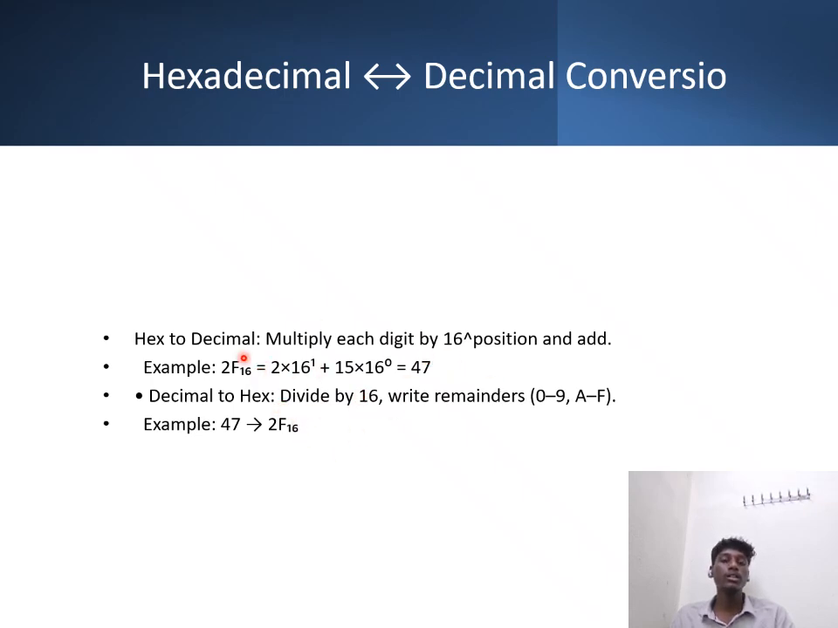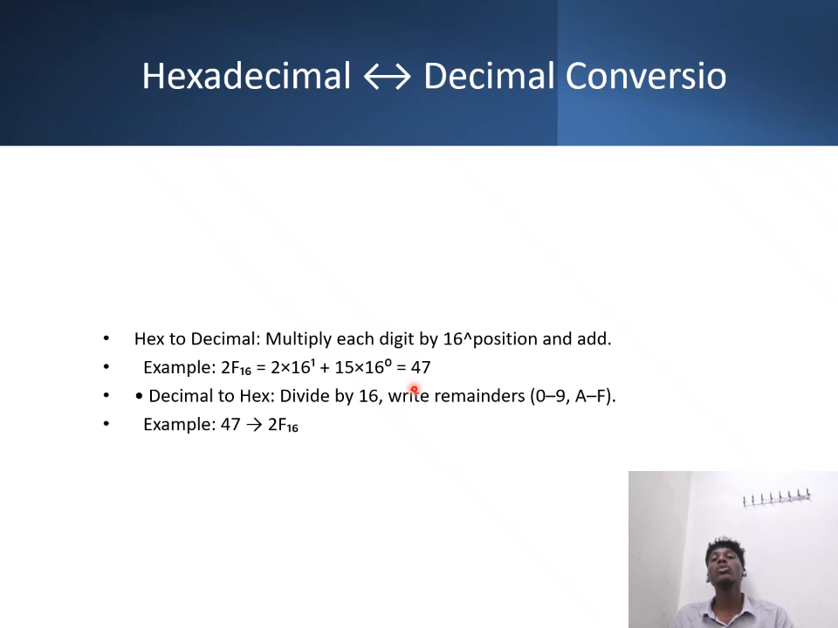This is how the hexadecimal number is converted into a decimal number. Here the 2f base 16 is converted as 2 times 16 power 1 plus 15 times 16 power 0. Here the equivalent number of f is 15, so we take 15. Then 2f base 16 is converted into the decimal number 47.